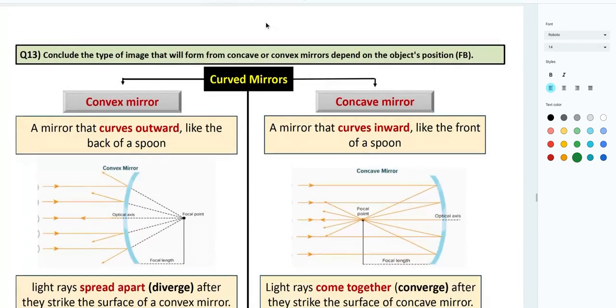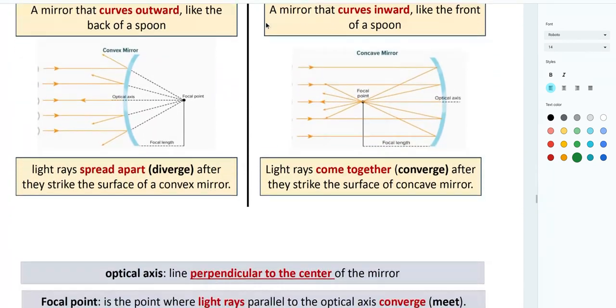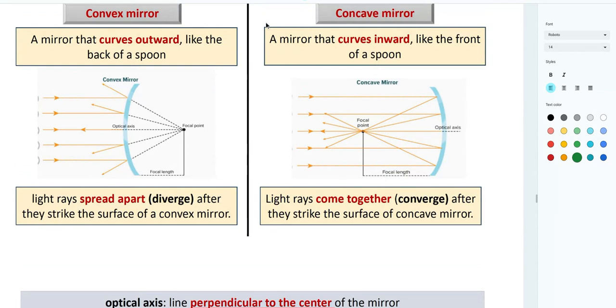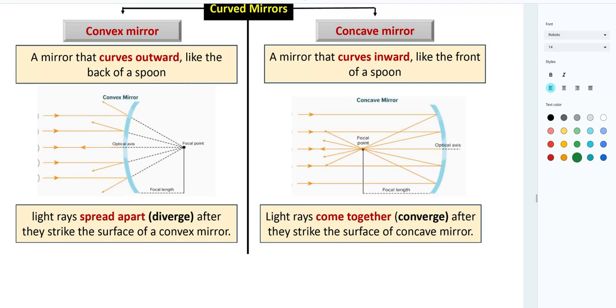Why do we use convex mirrors on the cars? It's because they are spreading out light rays, so we can see more of an area as those light rays are being spread out in the mirror. But these are producing virtual images only. So convex mirrors are producing virtual images, just like plane mirrors. So convex and plane mirrors are producing virtual images.